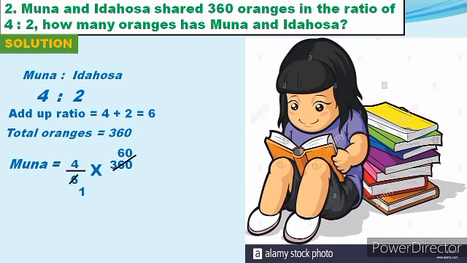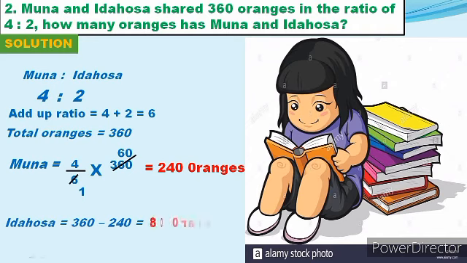Now we have two numerators, 4 and 60. So 4 times 60 gives us 240 oranges. So Mona is going to have 240 oranges, while Idahosa is going to have the remaining oranges, which is 360 minus 240, gives us 120. So Idahosa is going to have the remaining oranges, which is 120 oranges.